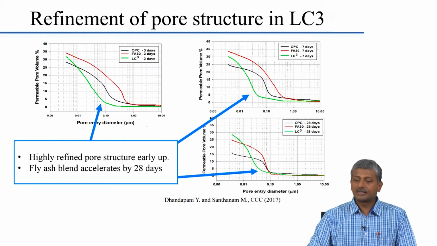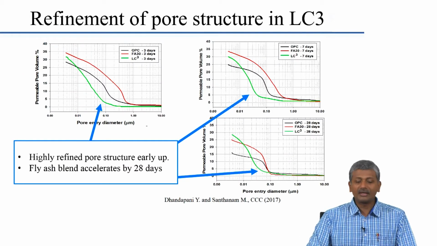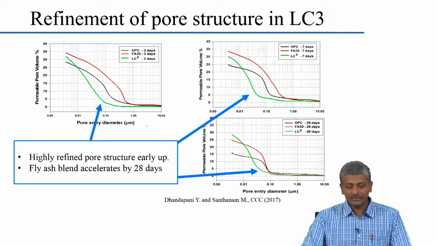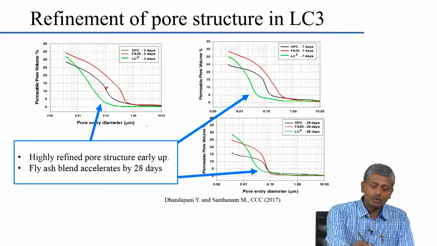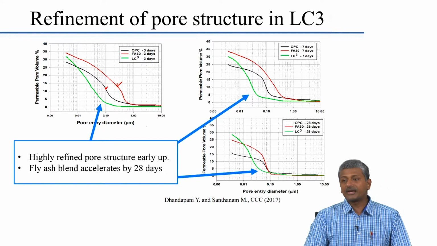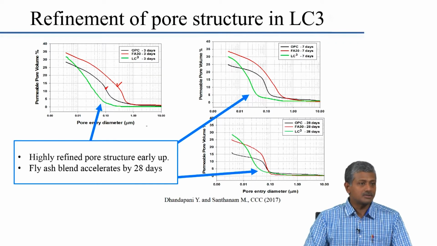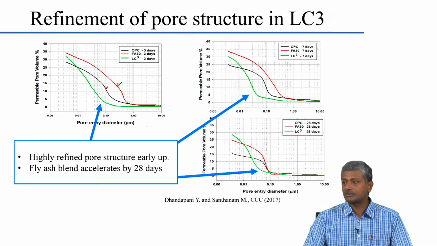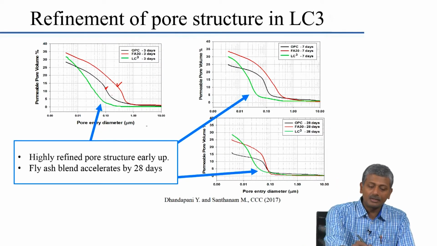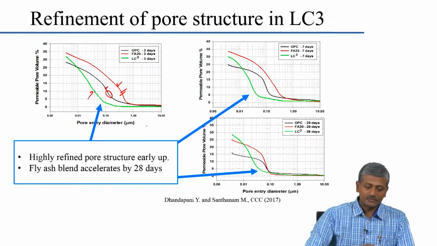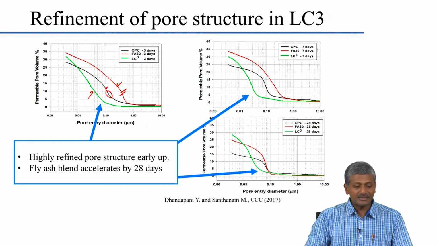Now, again, this is a result produced at our lab, and it shows the same kind of trend, but here the comparison is made not just with OPC, but also with a 30% fly ash replaced mix. You know that fly ash does not really perform very well at early ages; it requires some time before it can show its true pozzolanic potential. So at 3 days you can see very clearly that OPC itself is finer than the fly ash system, and LC3 is much finer. You get a highly refined pore structure as early as 3 days.